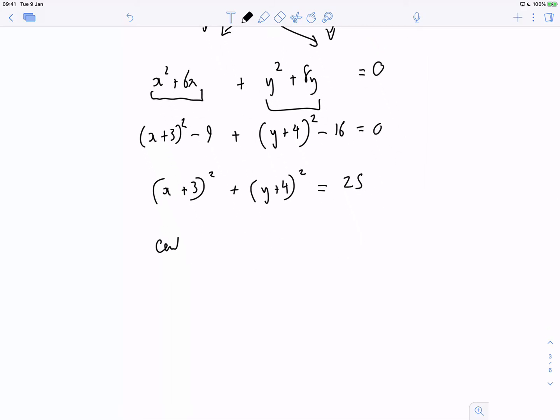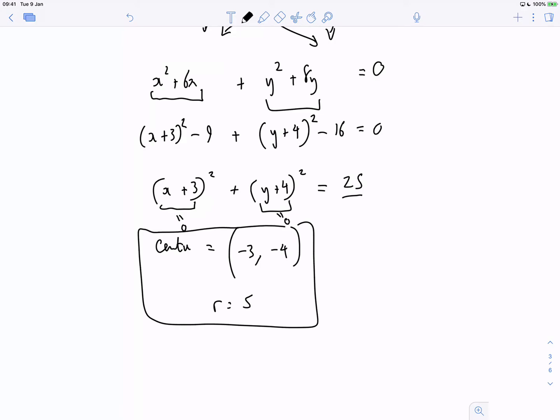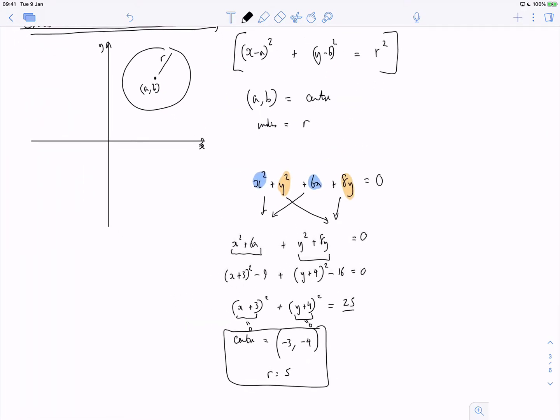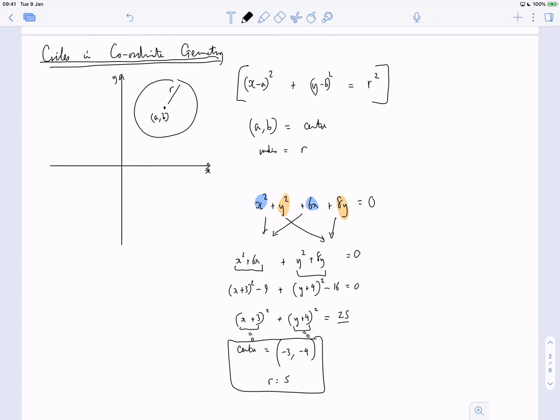So immediately I can tell the centre is, well, if x plus 3 was equal to 0, what would x be? Well, that's minus 3. And if y plus 4 equals 0, what would y be? That's minus 4. And the radius is the square root of 25, which is 5. So you can dissect the equation of a circle quite quickly, as long as you know how to complete the square. And again, that's one of the reasons why I emphasised completing the square in the video last Monday. Not yesterday, the one before. Sorry, no, yeah, it was yesterday.